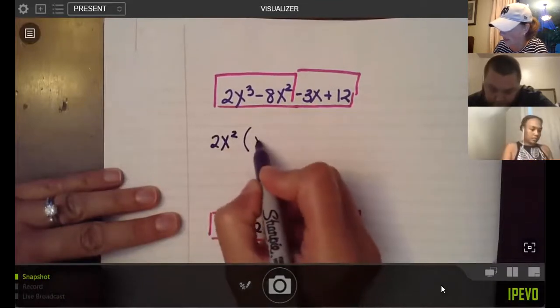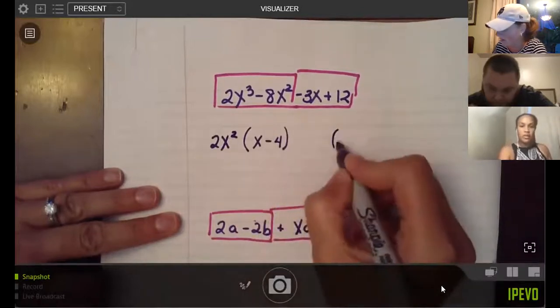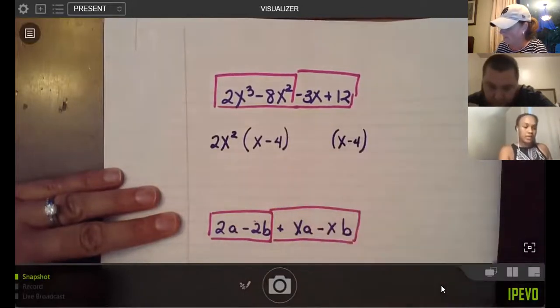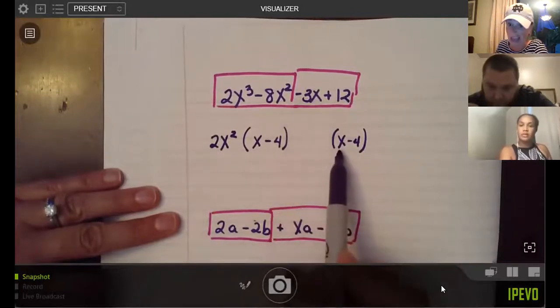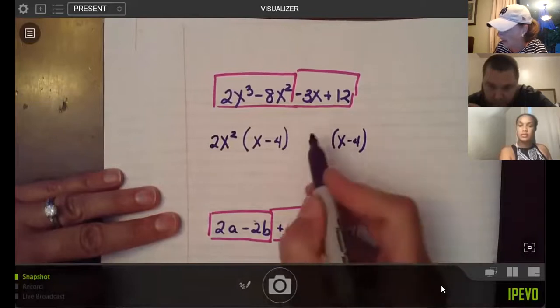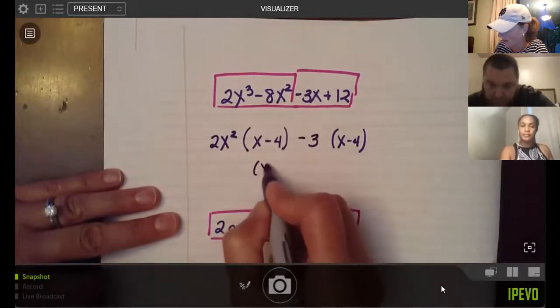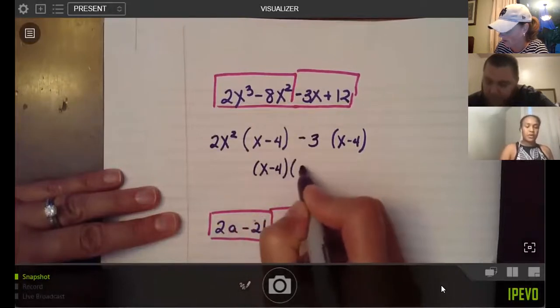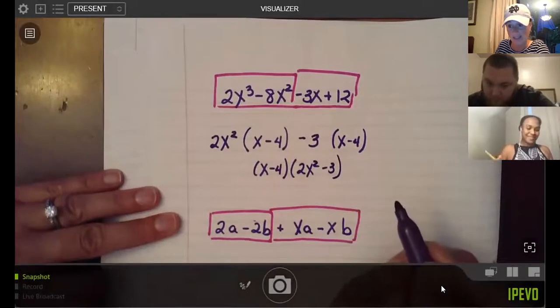And then did you get x minus 4 left? Yes. And then you wrote x minus 4 again. And you're like, ooh, I want that negative 3x to just be an x, so I'm going to pull out a minus 3. Negative 3. Perfect. So it's x minus 4, x minus 4, and then 2x squared, x minus 3, squared minus 3. Yep. Good?